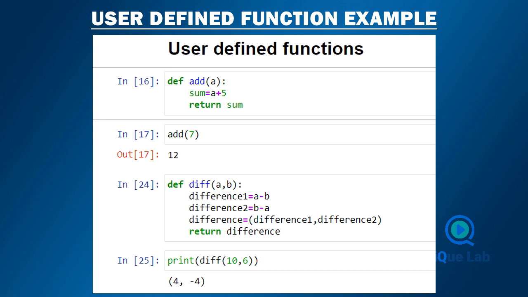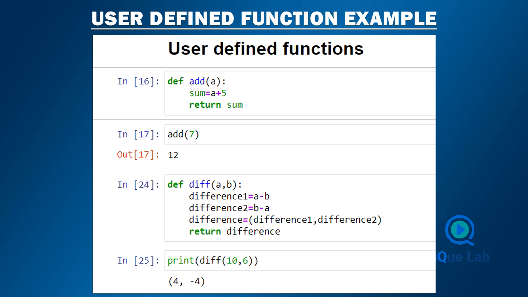This is because we provided an argument when we defined the function. You can do this with more arguments. Now let's create a function difference as diff with two arguments a and b, with multiple return values. We write the code as difference1 equals a minus b and difference2 equals b minus a. To view both results together, we created a tuple object difference with difference1 and difference2. In return we provided the tuple object difference.